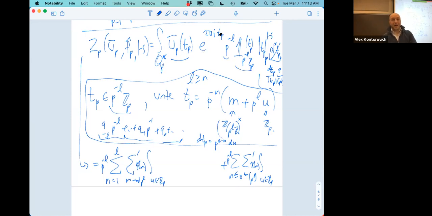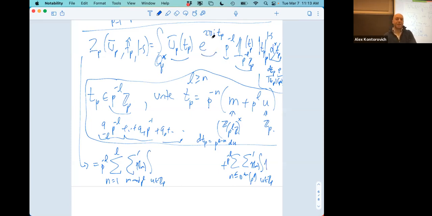e to the 2 pi i tp. Well, I just broke the integral into whether tp is in Z_p or not. So if this n is 0 or lower, then this thing is actually in Z_p itself. If it's in Z_p itself, then e to the 2 pi i tp is just 1. So that's taking care of the character on this side.